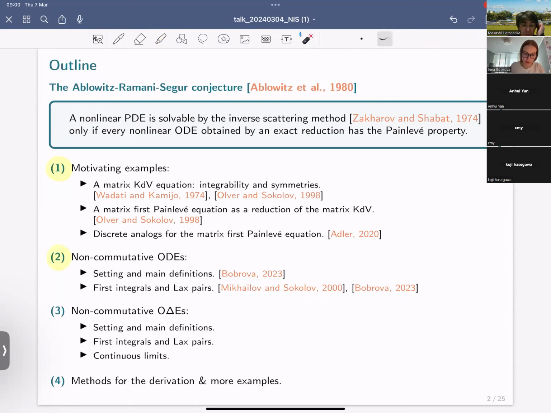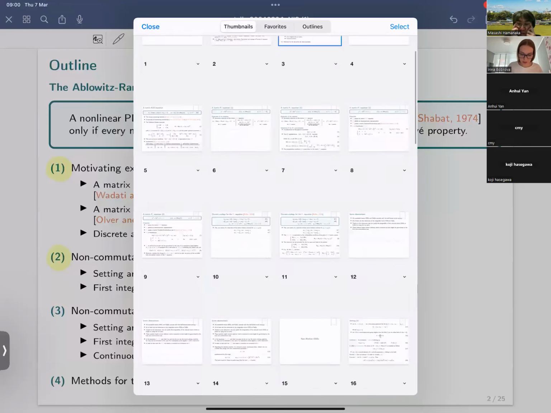And the last thing is related to methods that we can suggest in order to derive non-commutative ordinary differential equations or non-commutative ordinary difference equations, and we'll present some more examples related to this part.